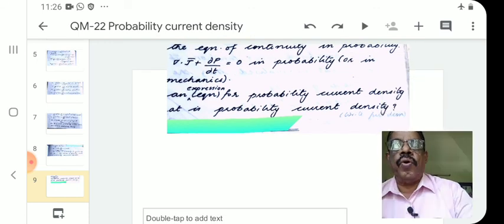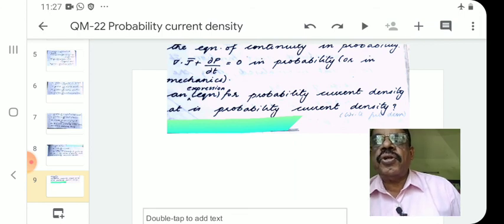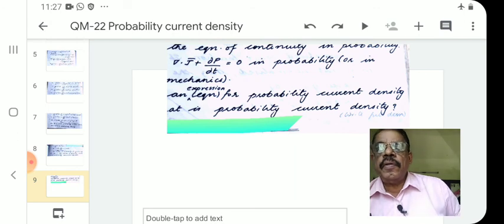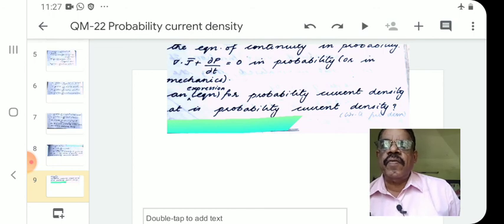So that is solved with our 22nd lecture on quantum mechanics. The question may be: derive the equation of continuity in probability, or obtain an expression for probability current density. That is all with our 22nd lecture. In the next class we come with the expectation value. That is all. Thank you very much.